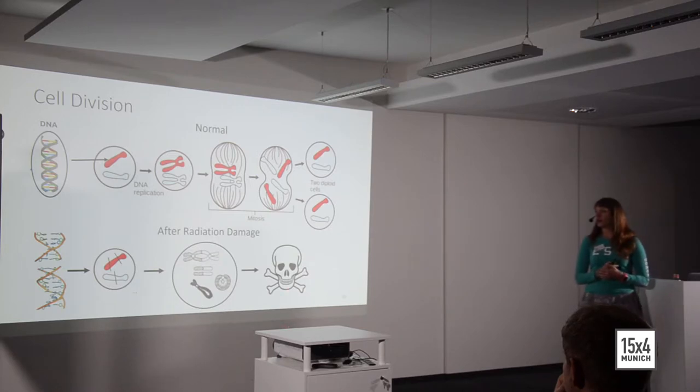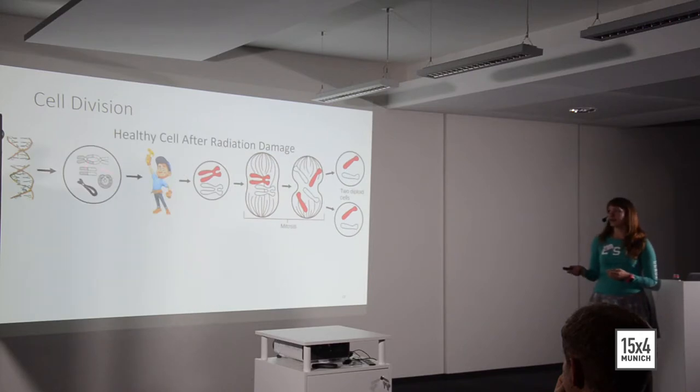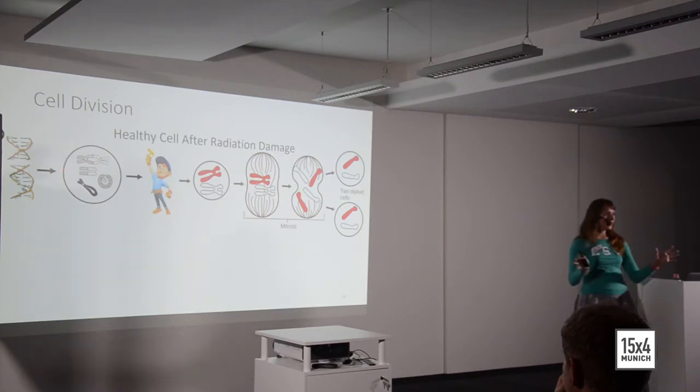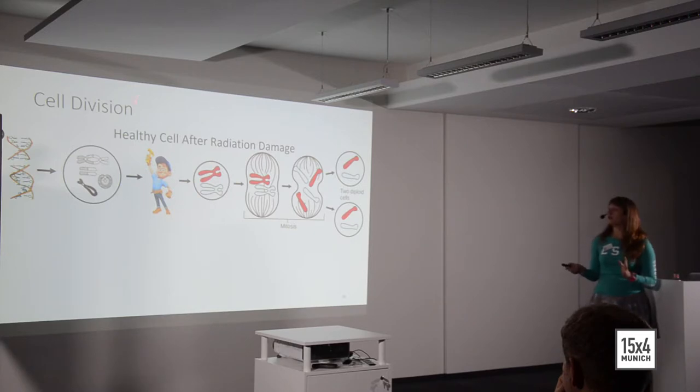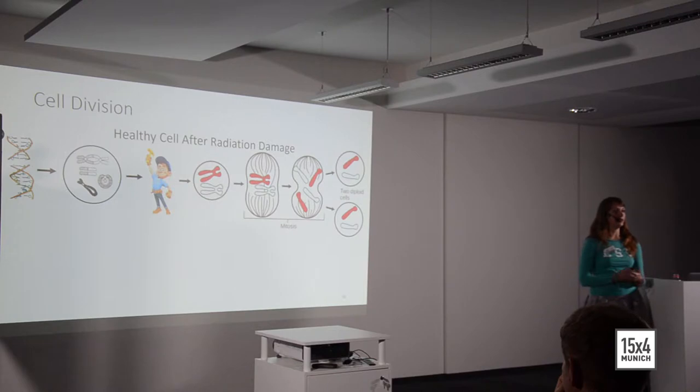Now, it turns out that our healthy cells are actually really good at identifying this kind of damage and hitting the brakes and saying, wait, stop, we need to fix this, fixing the damage, and then being able to continue on and complete cell division and not be affected by that radiation damage.